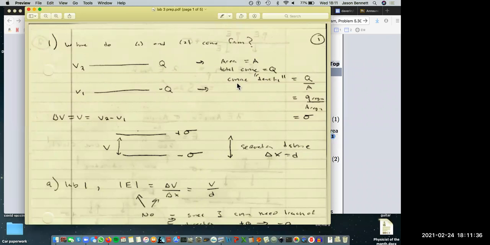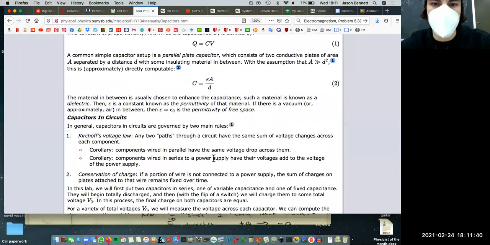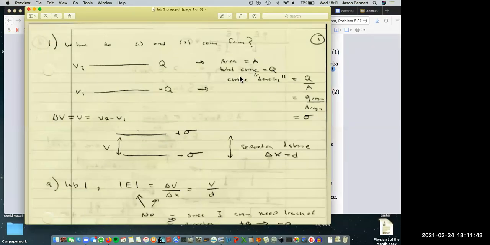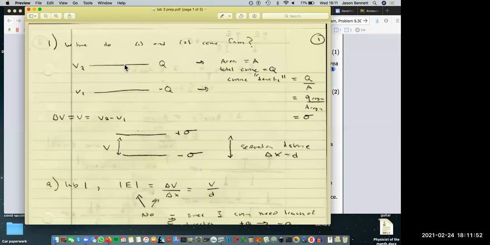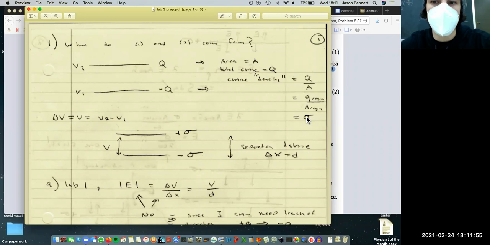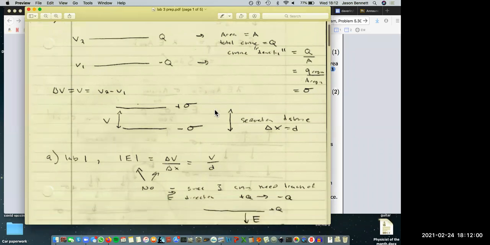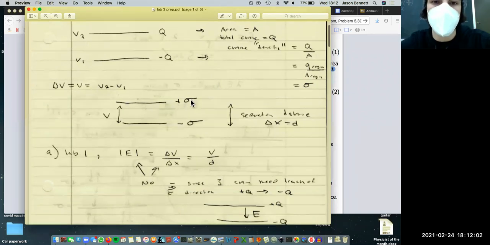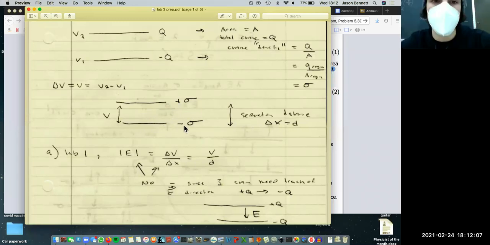And I'll define this thing called the charge density. It's actually not in the manual, but it's very helpful. The charge density is the amount of charge over a given area. So if I block off this region with my mouse and I know the area of that and I know the charge, then sigma, this little symbol right here, is the charge density. So this plate has a charge density of plus sigma, and this one has a charge density of minus sigma. V, again, is the difference between the two.